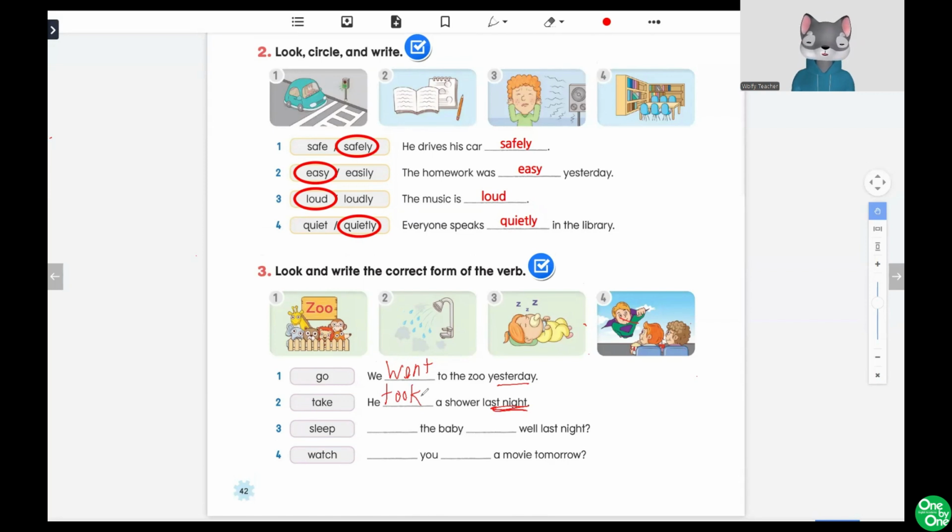Next one, number 3. Now, this is a question. If it's a question of the past tense, we always need did. Did the baby sleep well last night? We need the original verb. Next one, number 4. So, did... Oh, no, it's tomorrow. You see, you always need to look at the word at the very end. It says tomorrow. So which word do we need? We need the word will. Will you watch a movie tomorrow? That's what you need to write.